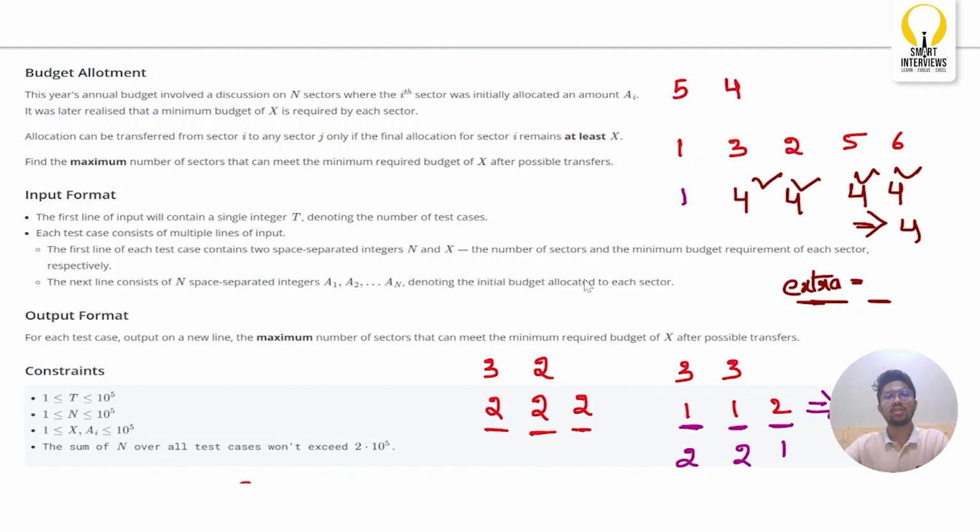Got it? So what is the logic here? First we'll sort the array. After sorting the array, we'll pick the numbers from the back side. If it is more than the minimum budget, we'll take the extra and add it in a variable. If it is lower than the minimum budget, we'll add the amount from the extra, right? We have extra amount, right? We'll add the amount from the extra to each sector. Got it?